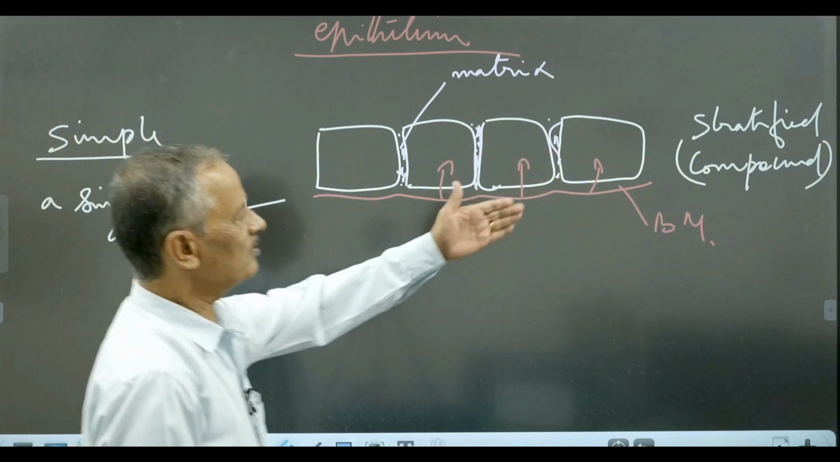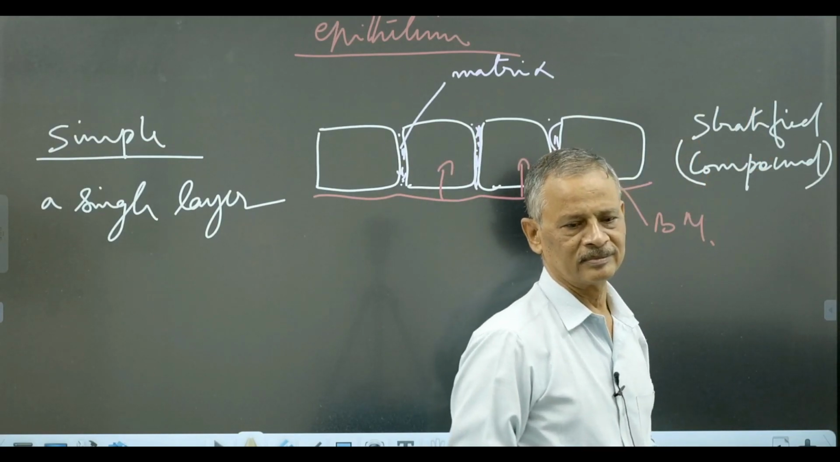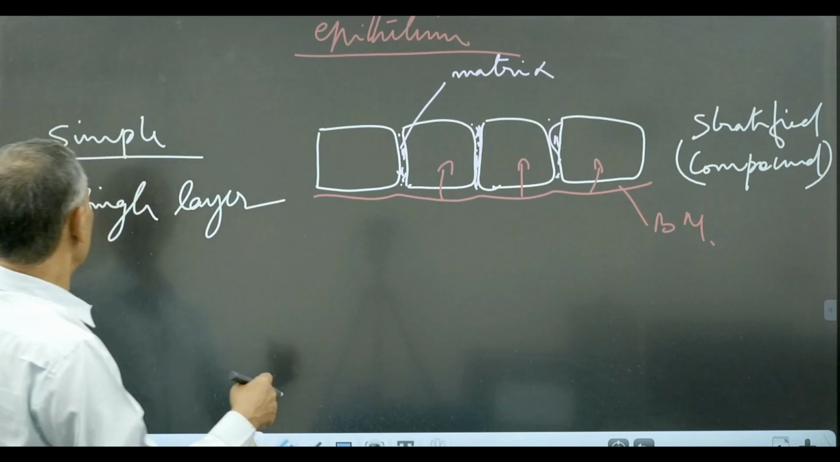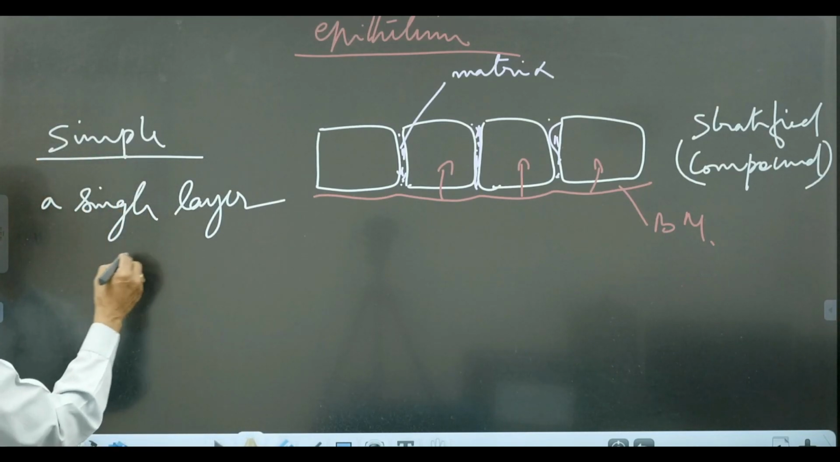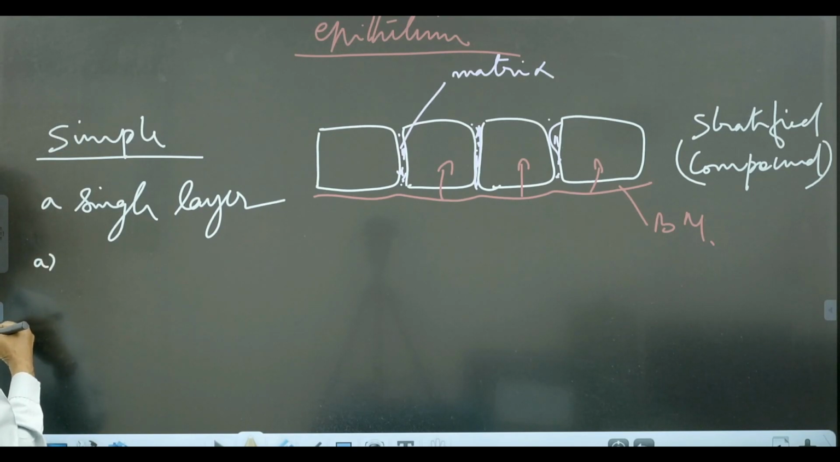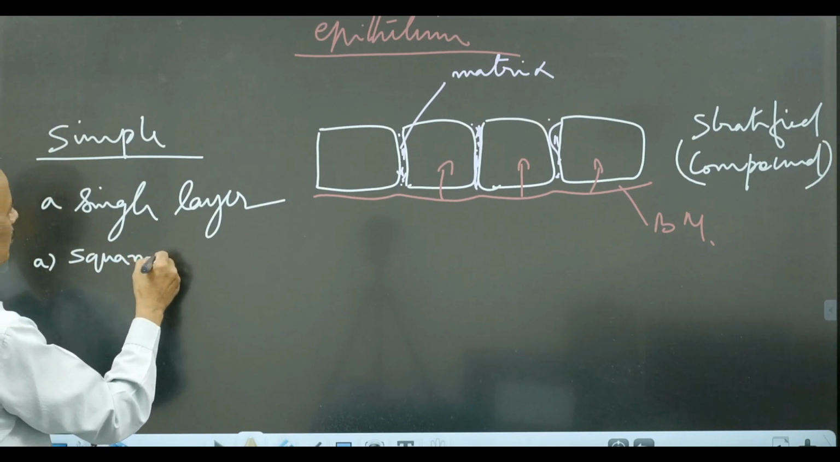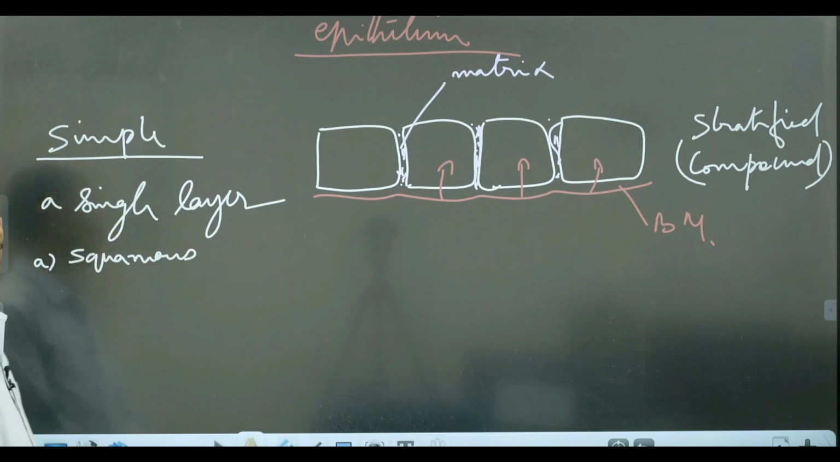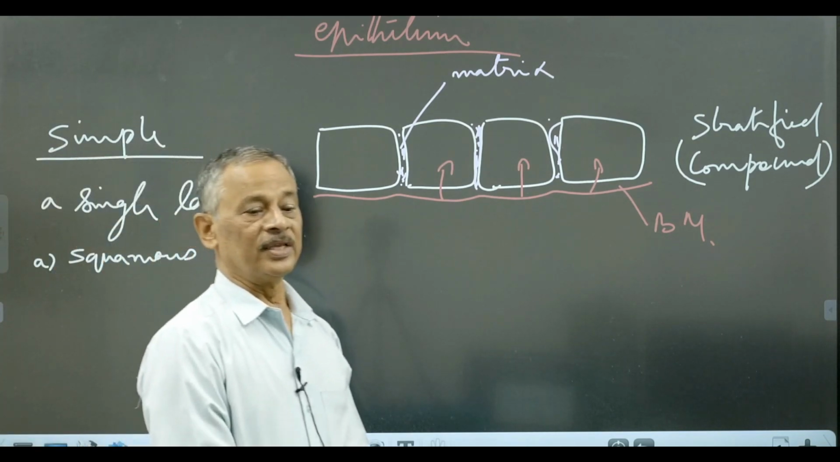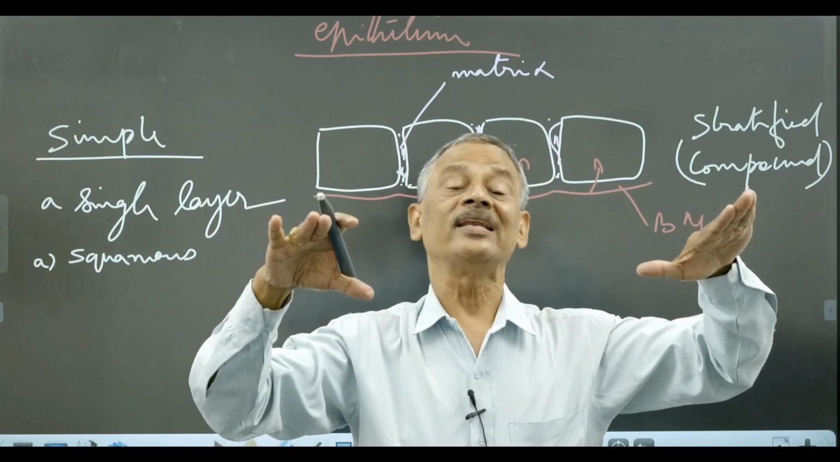Here, the cells are arranged in more than one layer. Okay. This single epithelium is again divided into 3 types. 1. Squamous epithelium. What is squamous? The cells are thin, flat, and tile-like.